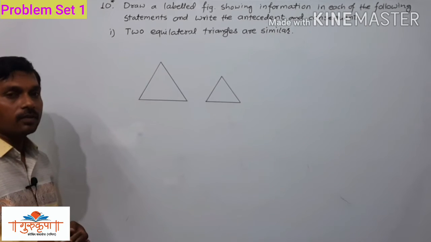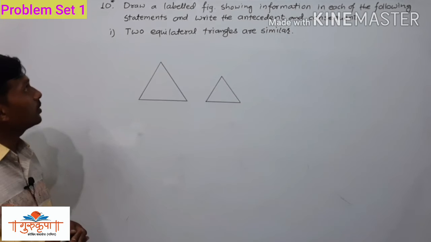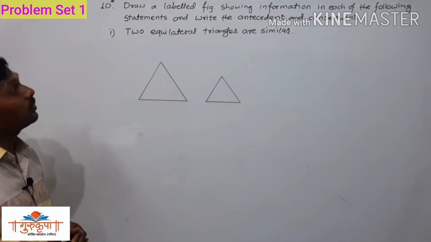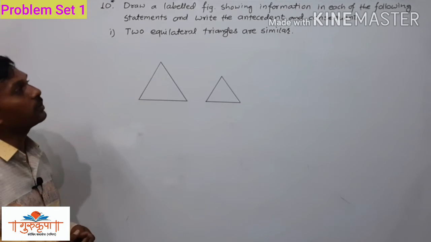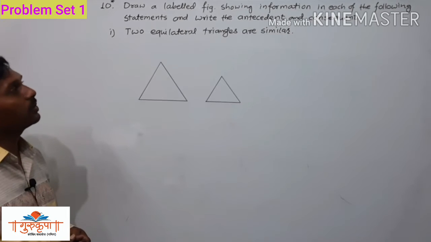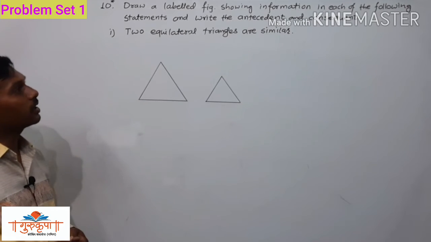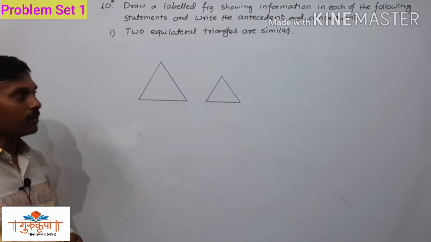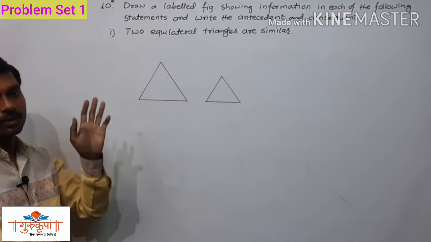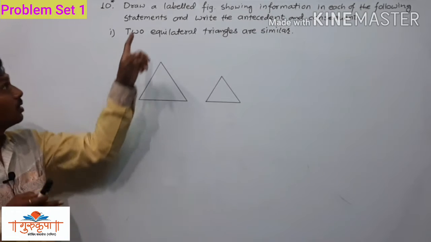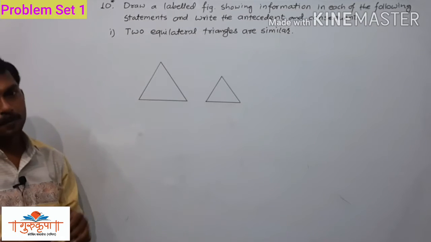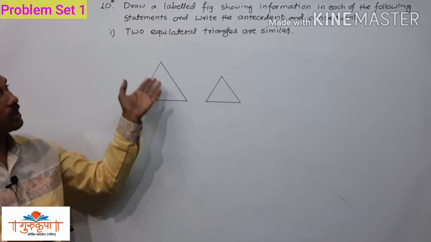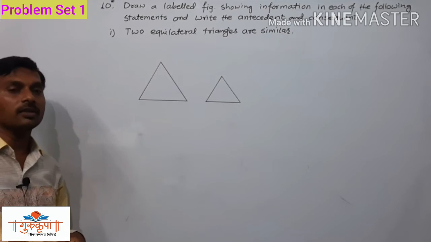Question number 10 from problem set 1. The question is, draw a labeled figure showing the information in each of the following statements and write the antecedent and consequent. Now here we have given a statement. First of all we have to draw a labeled figure and then we have to write the antecedent and consequent.